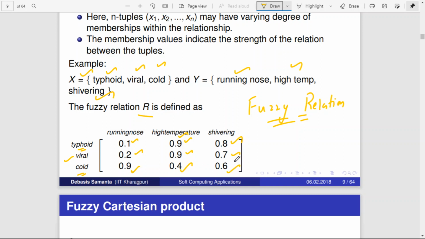Okay, so this is how we define the degree of certainty. So this is how we define the fuzzy relation. The main difference is that in a crisp relation, the matrix will take values either 0 or 1, whereas in a fuzzy relation it will take values between 0 and 1.